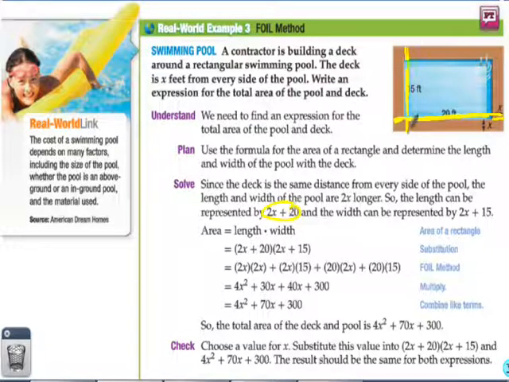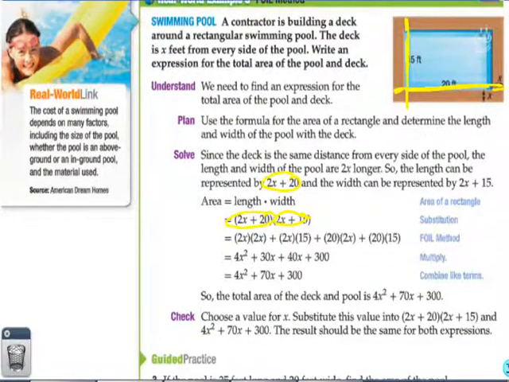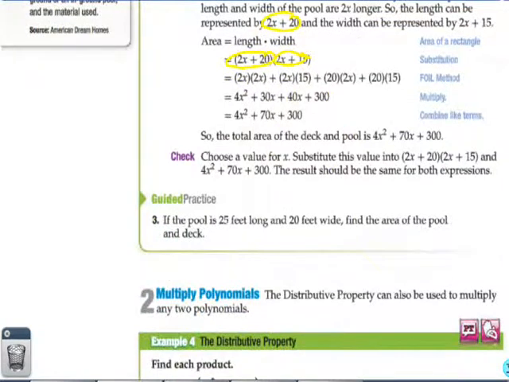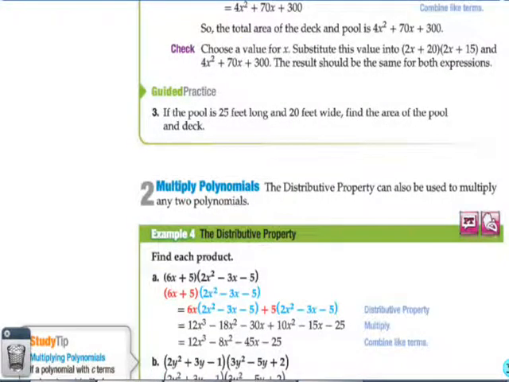And for the total length, we have 15 plus 2x. So there they are. We multiply them out, and we get a quadratic expression for the pool. Suppose the same pool is 25 feet long and 20 feet wide. Find the area of the pool for that one.